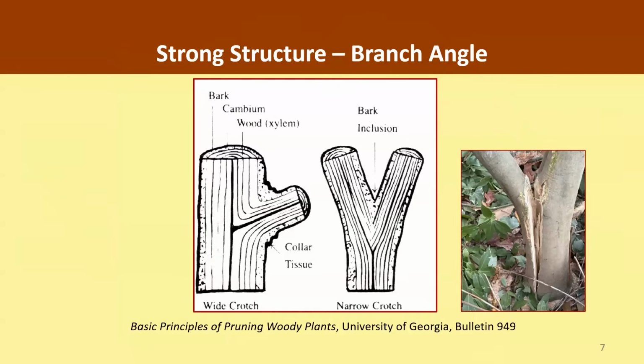Branch angle is the second thing we check. Between 45 and 60 degrees makes a strong connection. In a narrow crotch, bark becomes compressed or included in the joint and makes a weak connection. And in fact, that's often where we first see failure in trees.